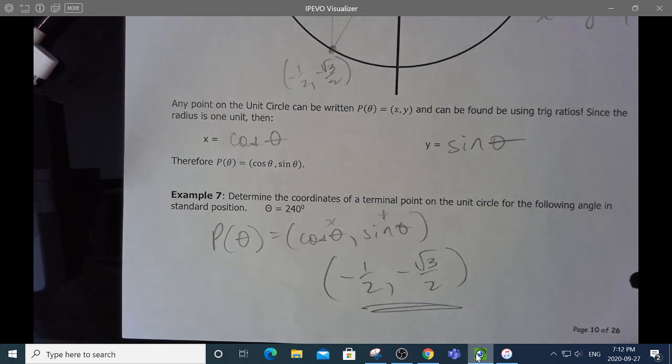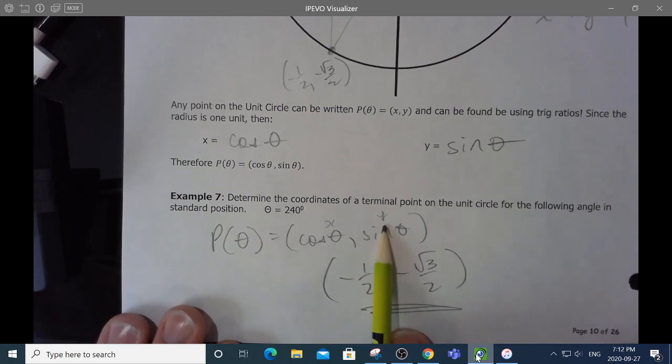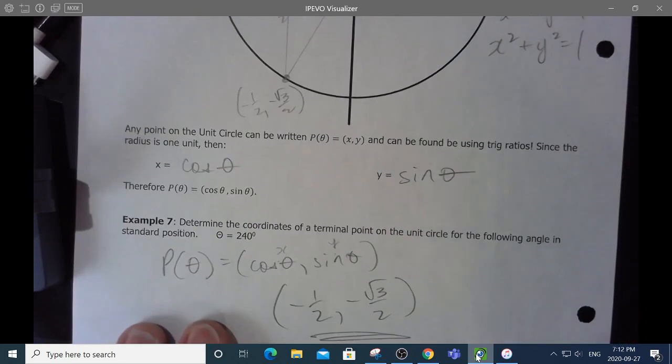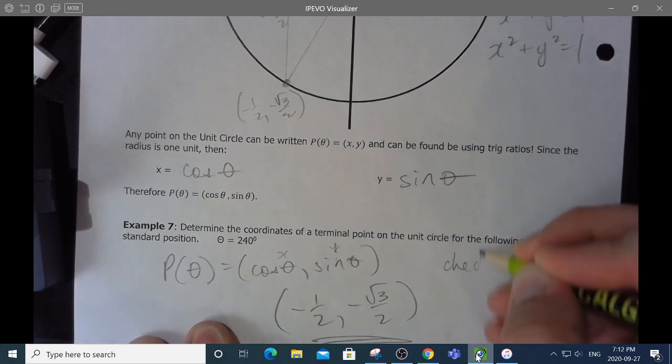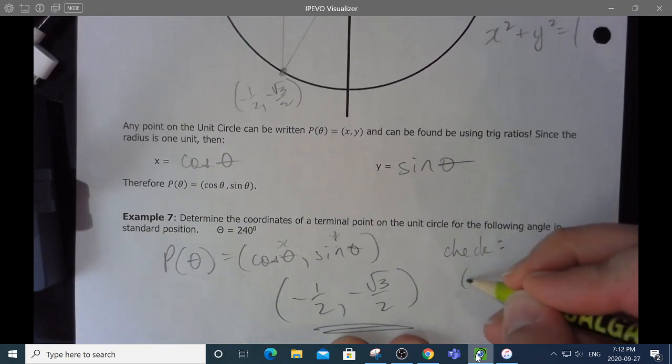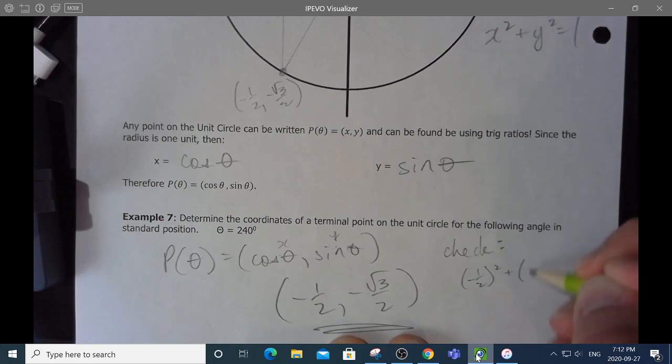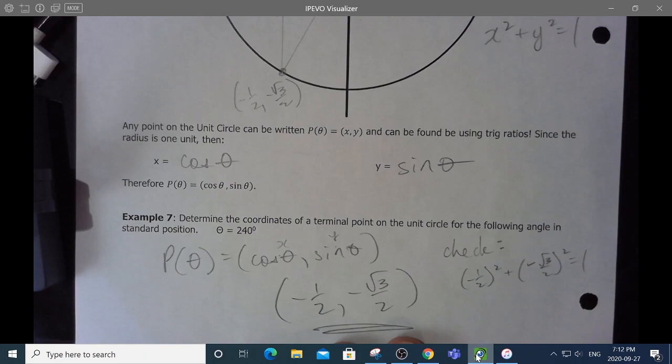Okay. And just for fun, just to show you that this works, remember, x squared plus y squared should equal the hypotenuse squared, right? Pythagoras should work for this. And we know the hypotenuse is 1. Just to see if this works, just as a check, x squared add y squared should equal 1. Let's see if that's true.